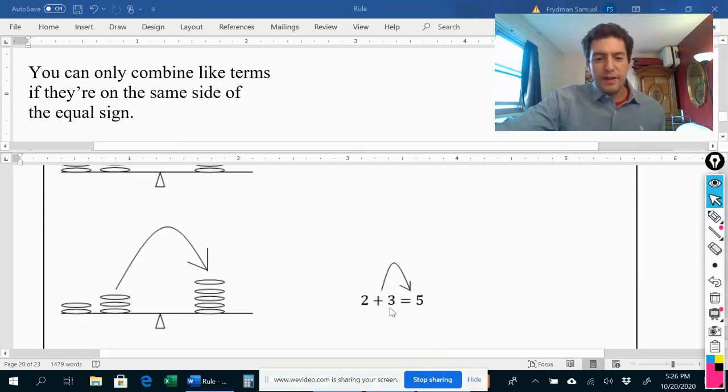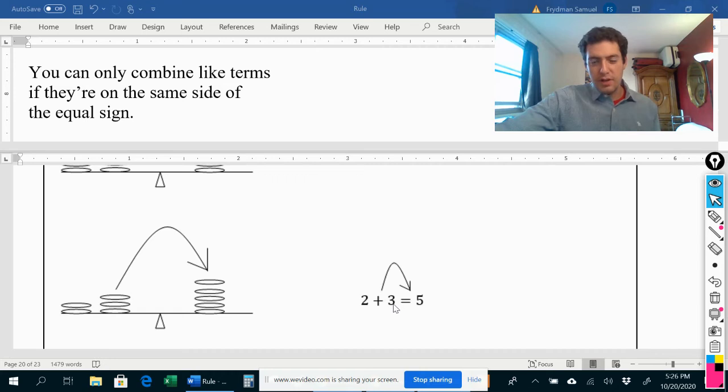So you might say, well, this term is just a 3. It doesn't have an x next to it. This term is just a 5. It also does not have an x next to it. So they are technically like terms. But we should not be combining them in this circumstance because the 3 is on the left side of the equal sign, the 5 is on the right side.